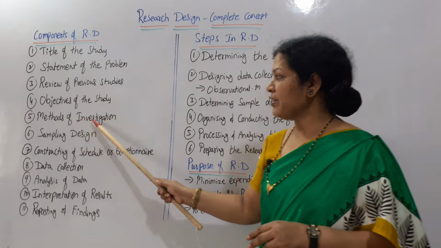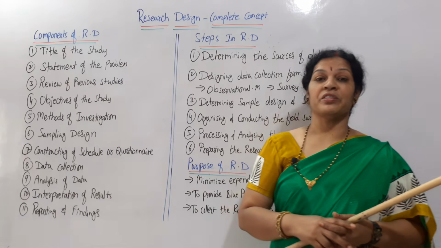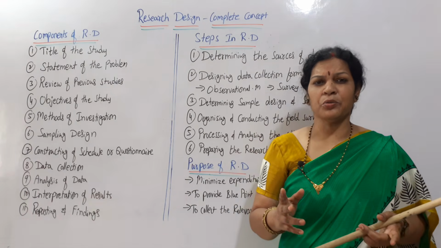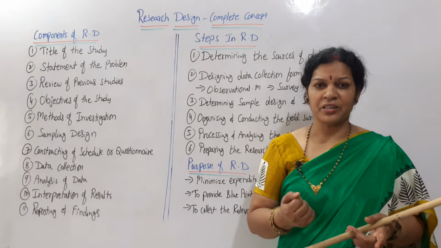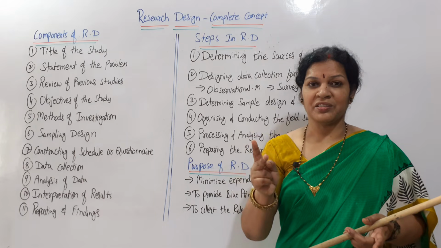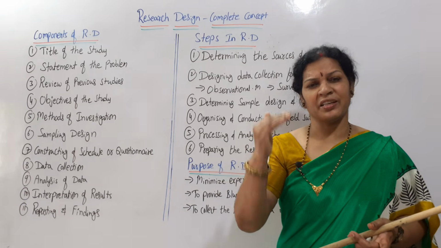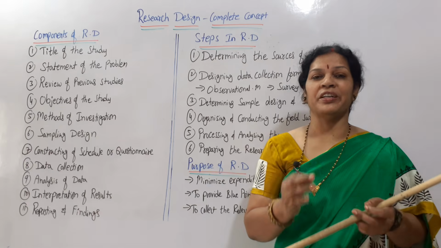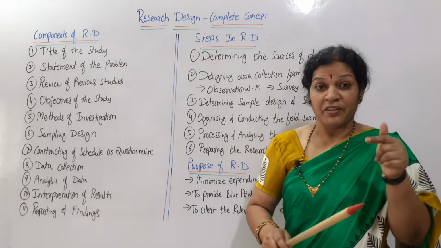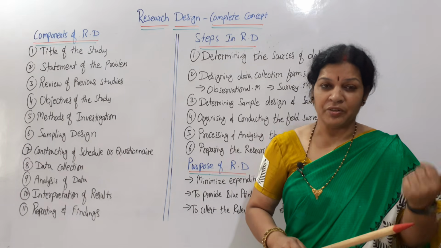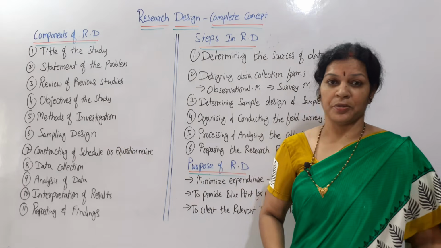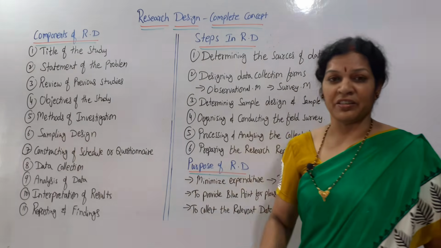And after that, methods of investigation. How do you want to investigate? How do you want to do the research? What are the methods? Generally 2 types of methods will be there. You have to collect the data either through primary data or secondary data. What are these primary and secondary data? In the coming class, exactly the next class, I am going to cover it in depth. But anyway, remember primary data, secondary data, which method you want to go ahead with. So that is about the methods of investigation. Then after that, sampling design.